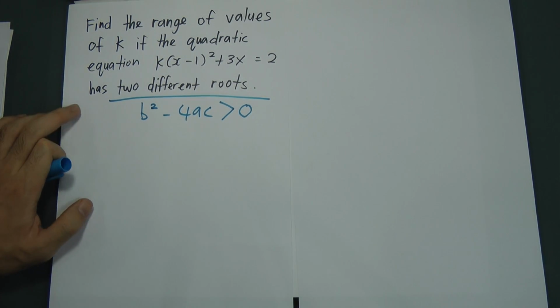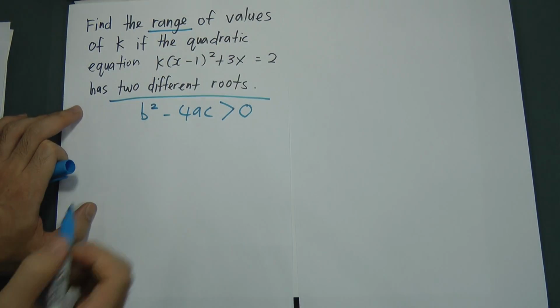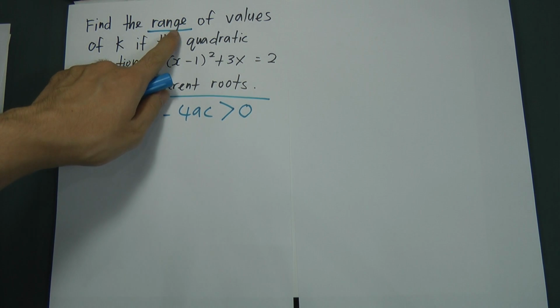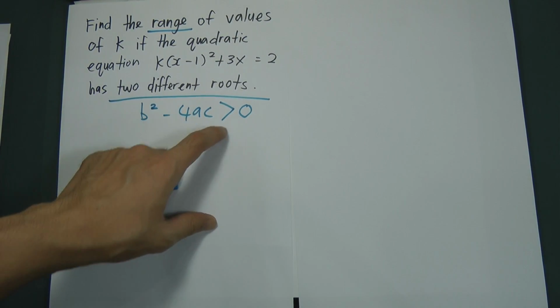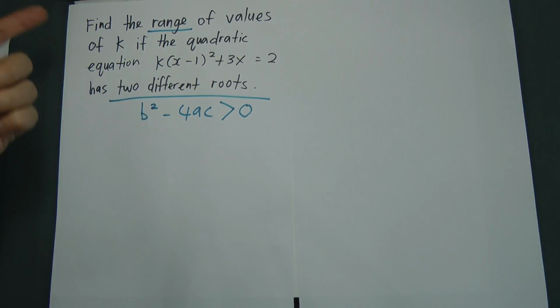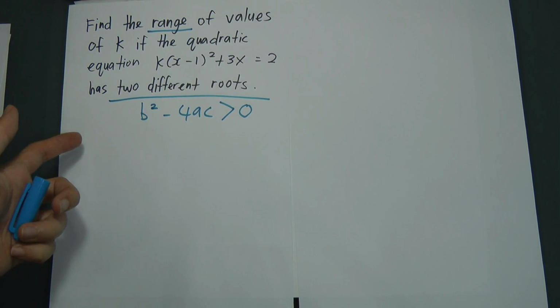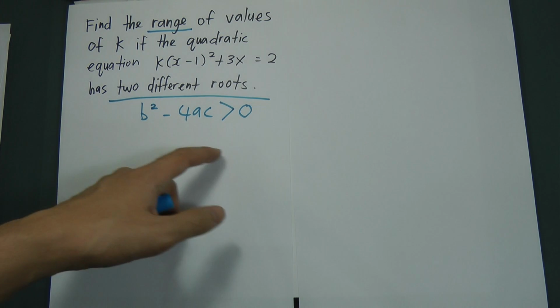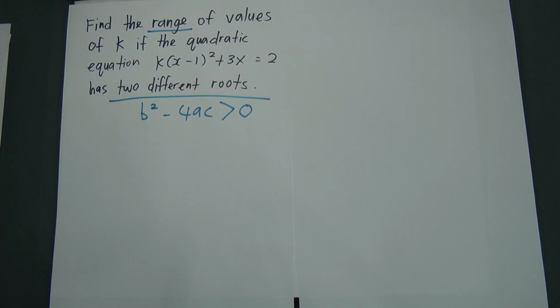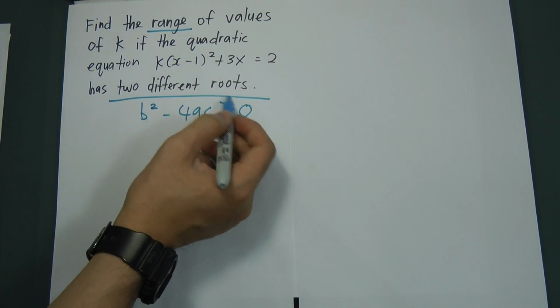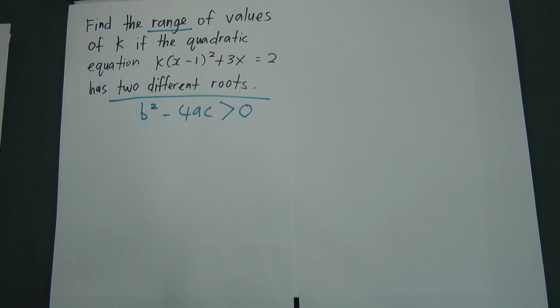And then a very important word over here is range. When you see he asks you to find the range of values, range means you must have some symbol like bigger or smaller. This means your answer will be like k bigger than 5 or x bigger than 2. Okay, this is called range. So your answer must involve a bigger symbol or a smaller symbol. Okay, let's start to do this question.